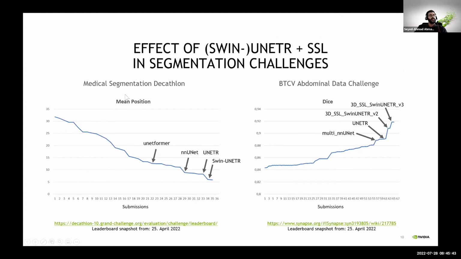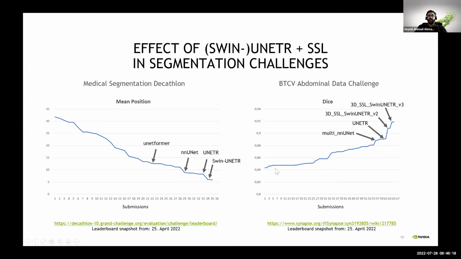When you look at the challenge leaderboards, you can see the mean position on the tasks from the medical segmentation decathlon across the different submissions ordered by average rank on these different tasks. There's a huge drop that was achieved by nnU-Net. And UNETR, the 3D vision transformer architecture, does have a little further gain, but with self-supervised pre-training, there's really a significant gain using the SWIN UNETR architecture.